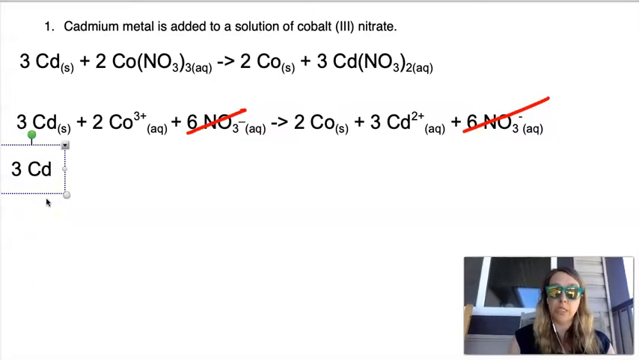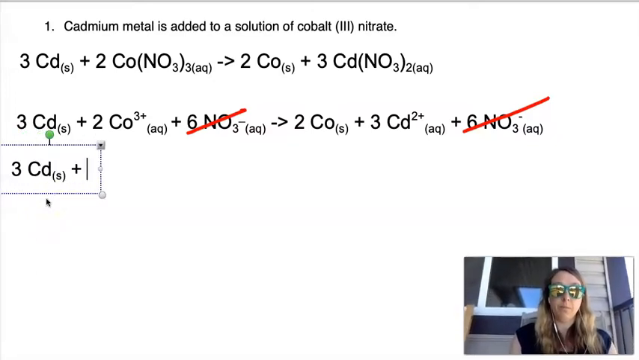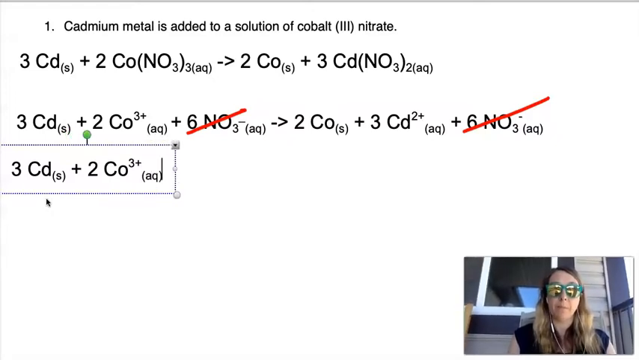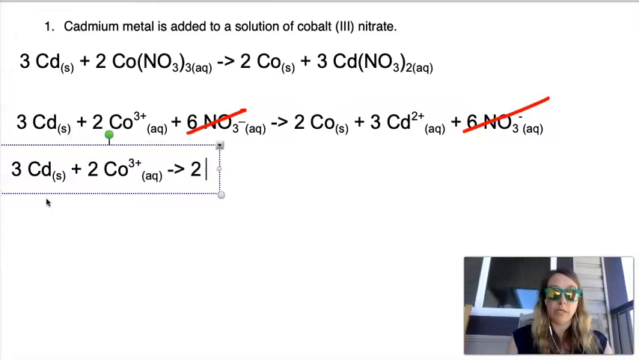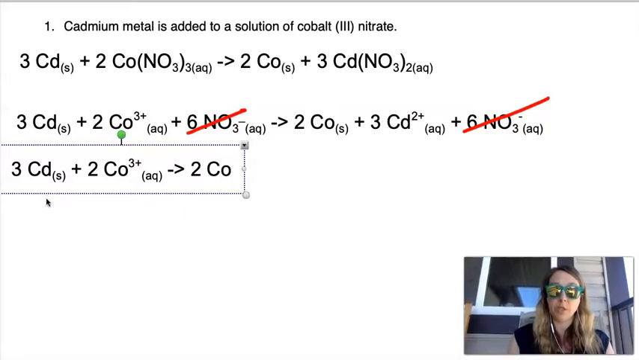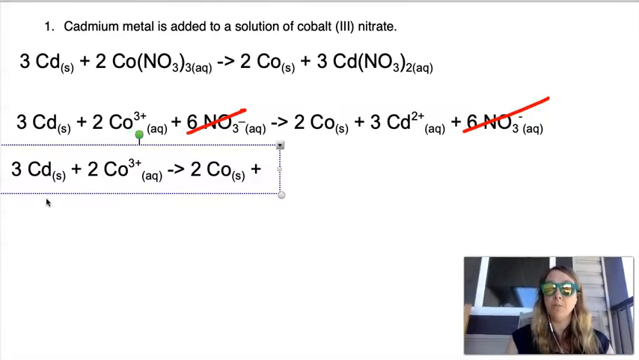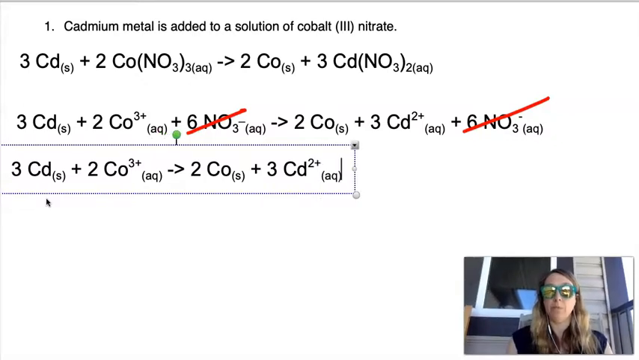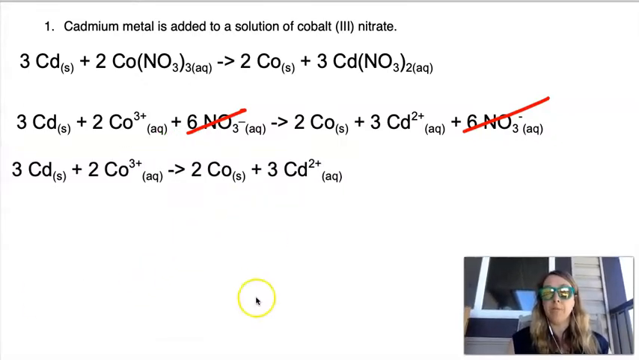So we're going to have that 3 Cd solid plus 2 of those Co3+ ions, and that is going to turn into those 2 Co. I should make sure that's a little low, otherwise you're going to think it's carbon monoxide. 2 Co solid plus 3 Cd2+ aq.